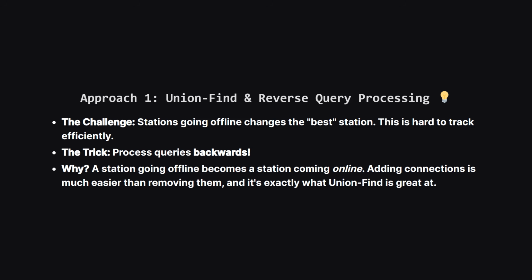The trickiest part of this problem is that when a station goes offline, our smallest online station for a whole grid might change. Keeping track of that as things disappear is complicated. So here's a really clever idea. What if we process the queries backwards? By starting from the end, a station going offline now becomes a station coming back online. Adding things back into a structure is often way easier than taking them out, and this is a perfect use case for a data structure called union find.